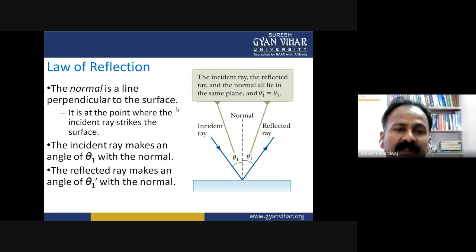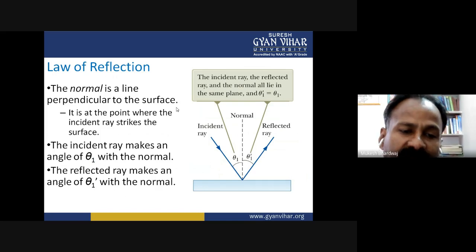The normal is a line perpendicular to the surface. It is the point where the incident ray strikes the surface. The incident ray makes an angle of theta 1 with the normal. The reflected ray makes an angle of theta 1 dash with the normal. The law of reflection is angle I equals angle R.